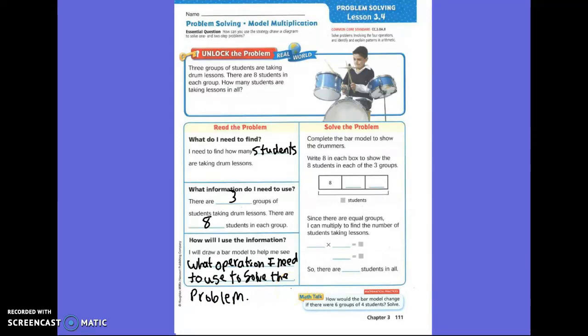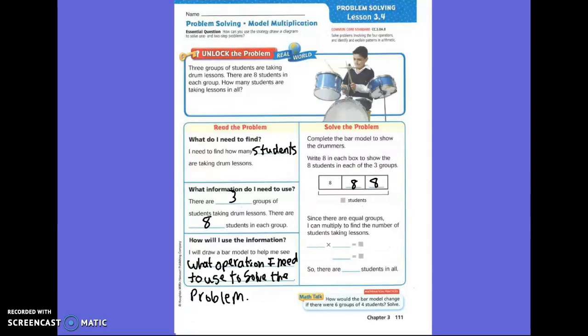All right, now it says on solve the problem, complete the bar model to show the drummers. So then it gives us the directions to do. Write eight in each box to show eight students in each of three groups. So you have eight in the first box. The second box you need to write eight. And in the third box we need to write eight.